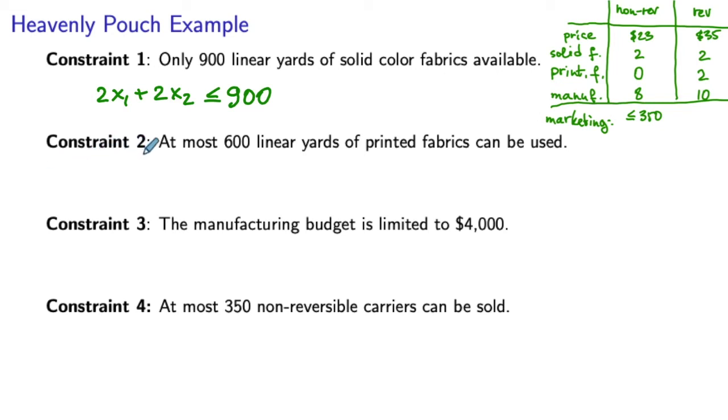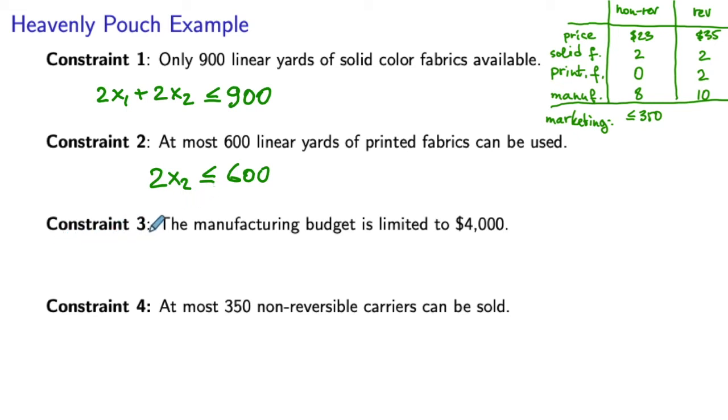Now the second constraint tells us that at most 600 linear yards of printed fabric can be used. The printed fabric requirements are given in this line of the table. We don't use any printed fabric when we produce non-reversible carriers, and we use 2 linear yards per reversible carrier. So we write the constraint, the overall amount of the printed fabric that we use is given by 2 times x2, and this amount is limited by 600 linear yards that we have available, and this is our second constraint.